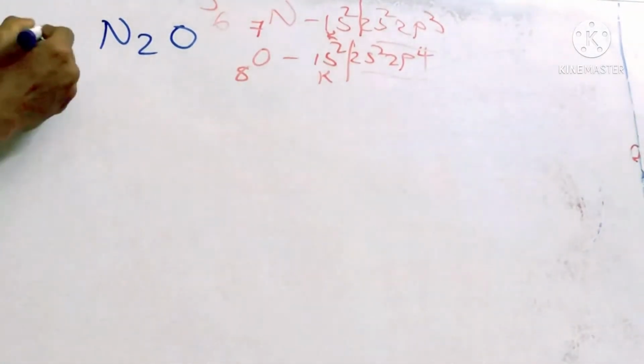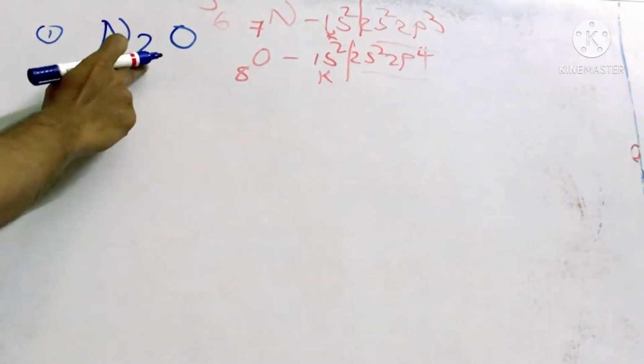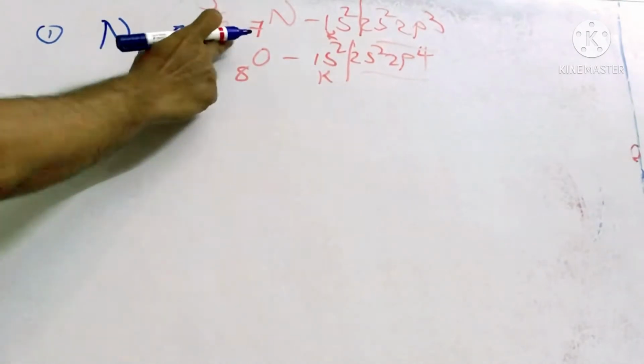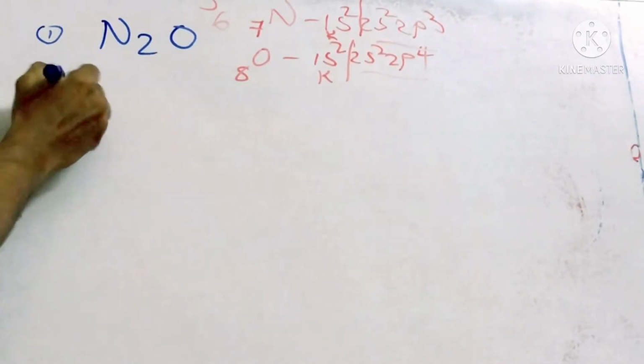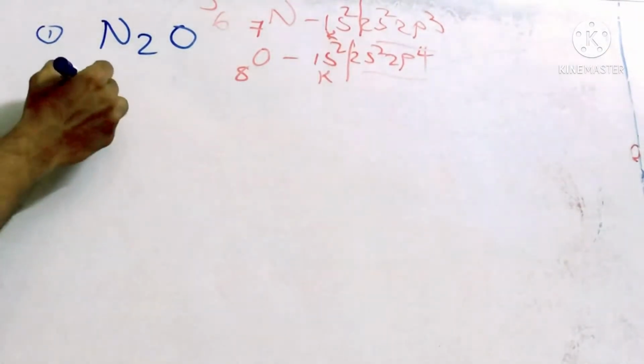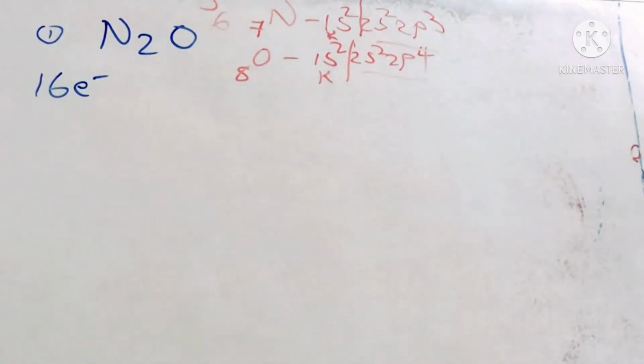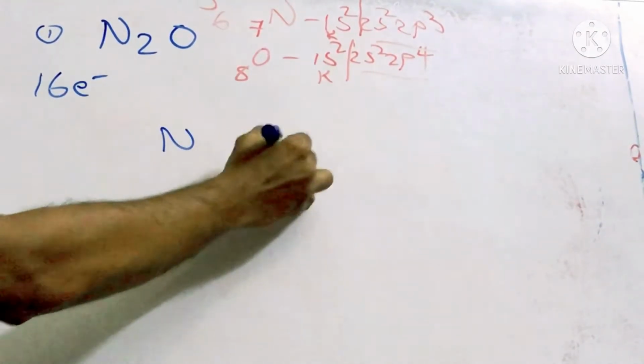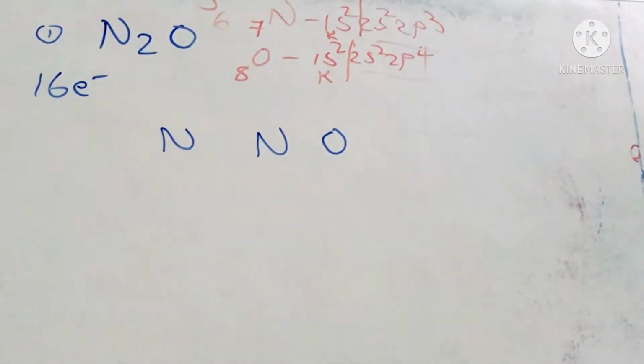Now you calculate for this particular one, how many nitrogens are there? 2. So 2 times 5 is 10, plus oxygen is 6. So total I have 16 valence electrons. So you try to use these 16 valence electrons and adjust the bondings. First, you take the N2O. So N, N and O. You put the bonds, whatever generally we do.